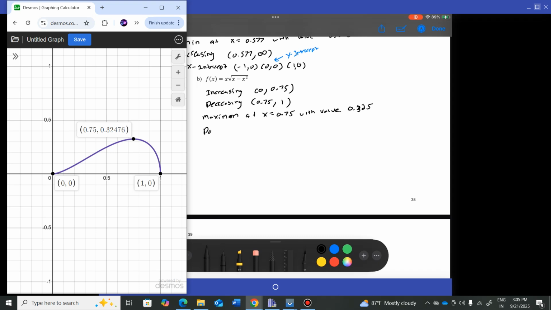Domain goes from 0 to 1. Now we can plug in these values. If we plug in 0, we get 0 times the square root of 0, which is 0. If we plug in 1, we get 1 times the square root of 0, which is 0. Right, so those values are included. And then the range, it's 0 to your maximum point, 0.325. And that's included too.